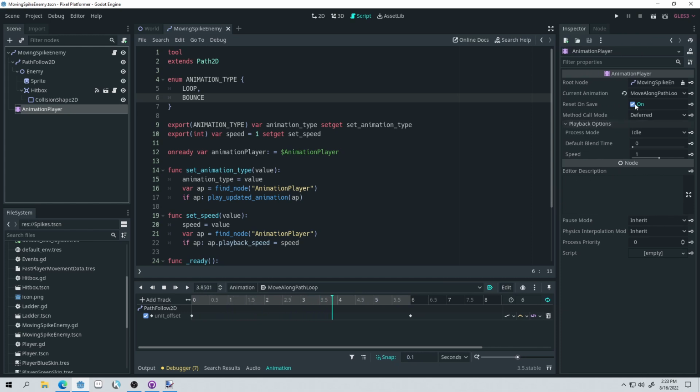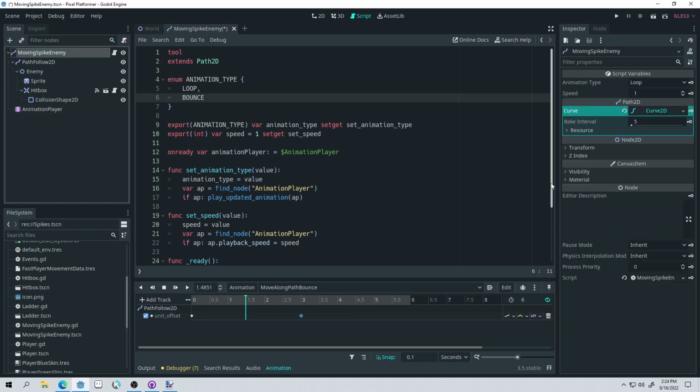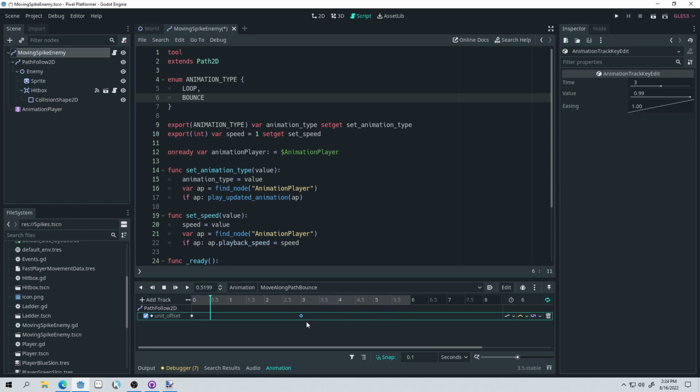Now actually, somebody, I think I already fixed this issue. What's this value? Yeah, 1.0. Move along path bounce is 0.99. Somebody mentioned, actually, while I'm thinking about it, that instead of using 0.99 here, we could leave this value at 1. Remember the problem where sometimes our enemy, when it was moving along the bouncing path, would jitter at the top?